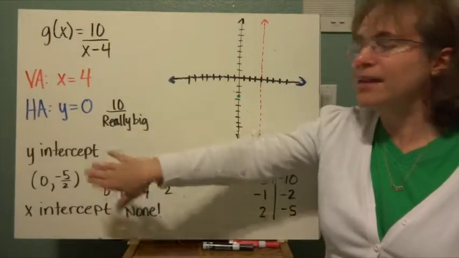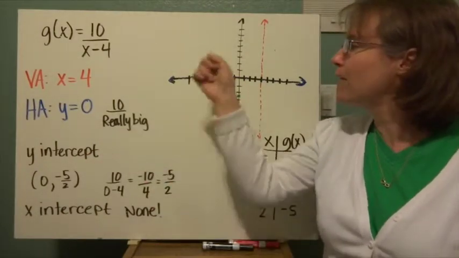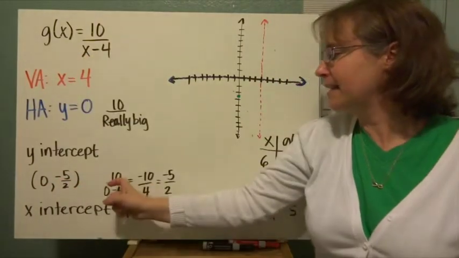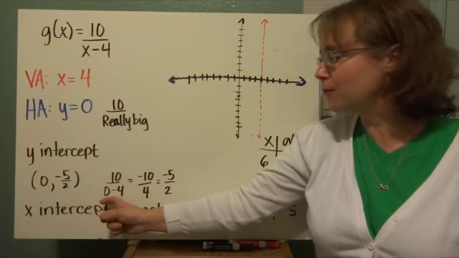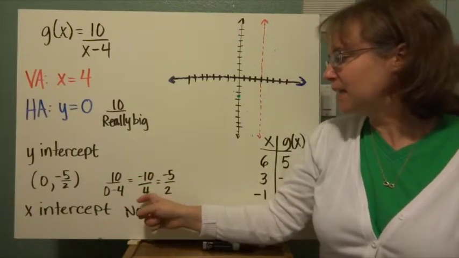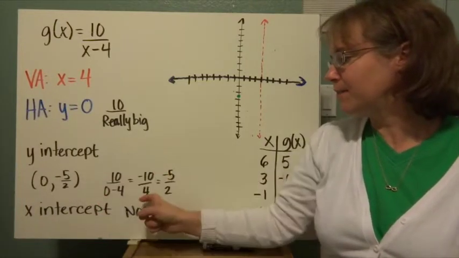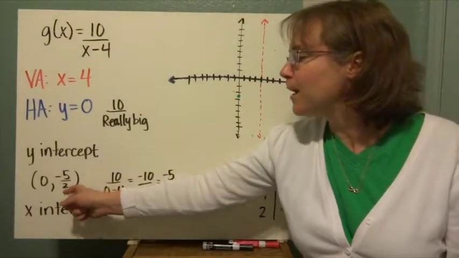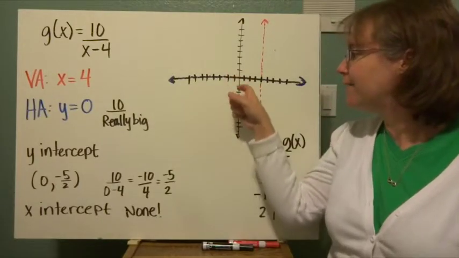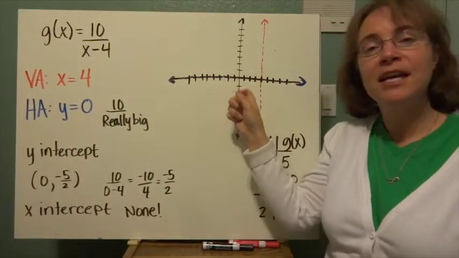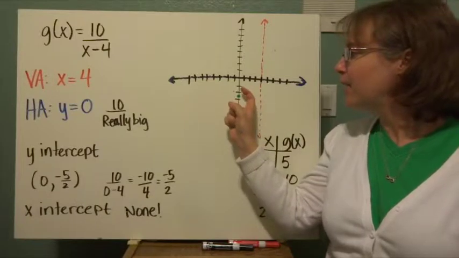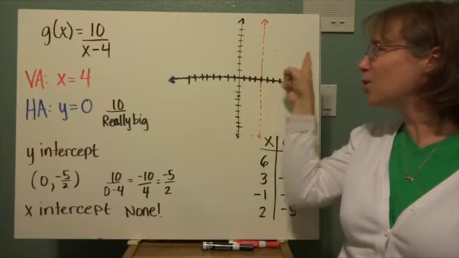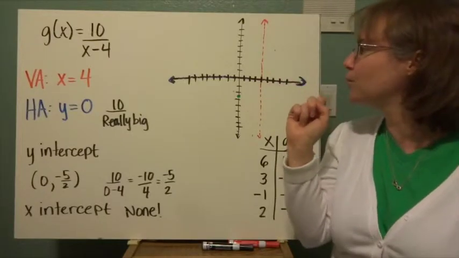Now we're going to go ahead and find the y-intercept as a point on my graph. So to do that, I set x equal to 0. I plug in a 0 for x. So I have 10 over 0 minus 4 is equal to -10 over 4. I just moved that negative up to the top there. And then simplifying, I have -5/2. So my y-intercept is at 0, -5/2. And I go ahead and plot that point. Now, if I were to guess how this graph would go, I could see it approaching right here, and then down here, and then I don't know what's happening over here. So I'm going to have to try some more points.